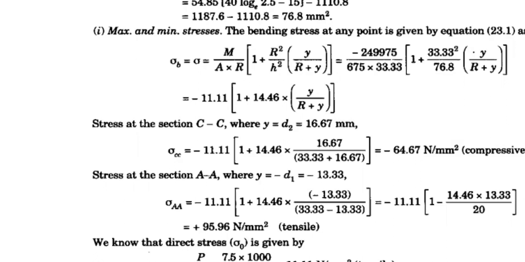Now calculate the value of stress at section AA. At section AA, the distance is D1. Minus into minus gives a positive value, because behind the brackets you are having one negative value, and within the brackets you are having one negative value, so both negative values become positive, and you get a positive result, that is tensile stress.